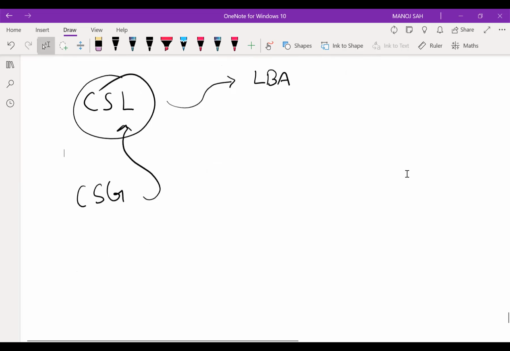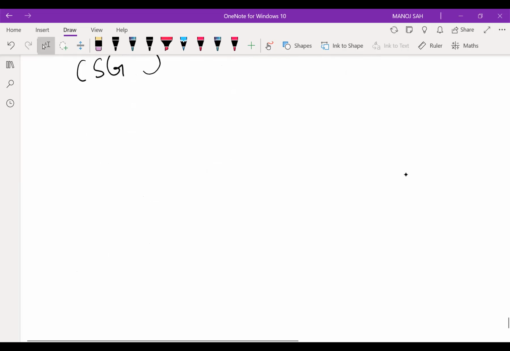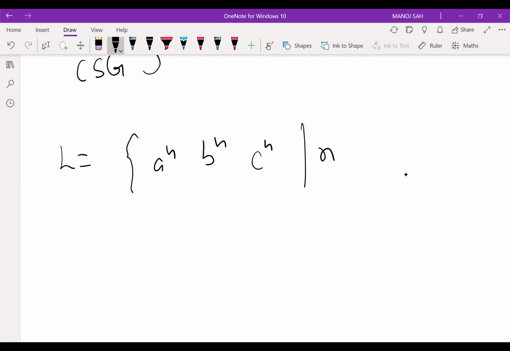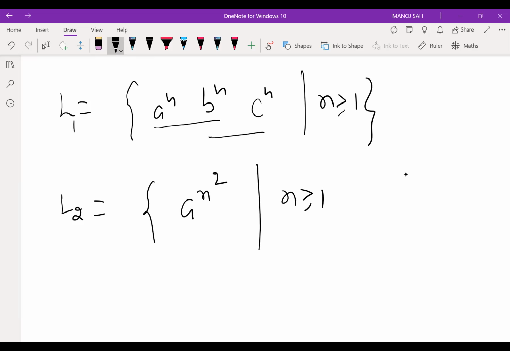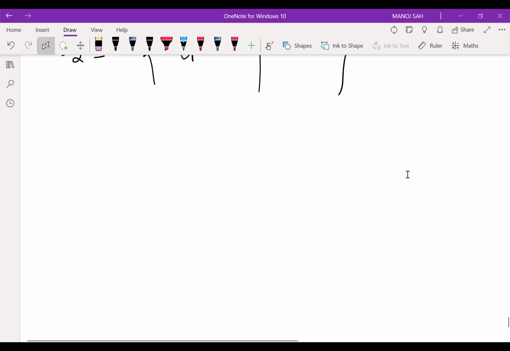See some examples here. L1 equal to a to the power n, b to the power n, c to the power n, where n is greater than or equal to 1. This is an example of CSL. Now L2 equal to a to the power n square, where n is greater than or equal to 1. This is also CSL, context sensitive language.